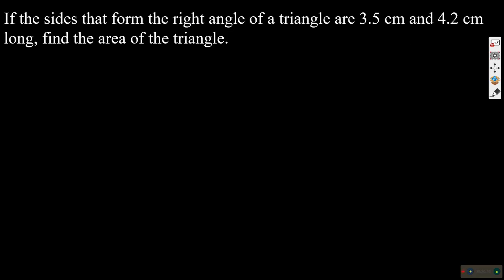Okay, here is a question. If the sides that form the right angle of a triangle are 3.5 centimeter and 4.2 centimeter, find the area of the triangle. The question is very simple because both base and height are given. You need to simply apply the formula of area of a right angled triangle. Simple application.